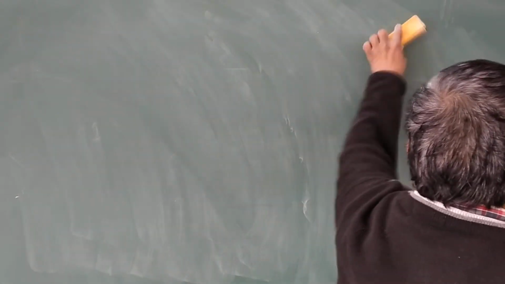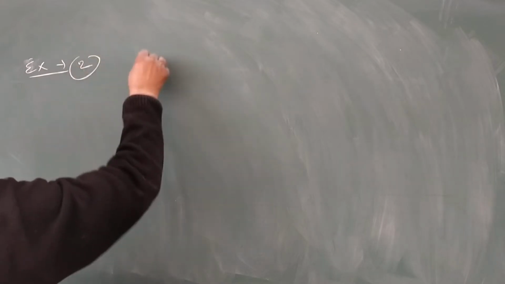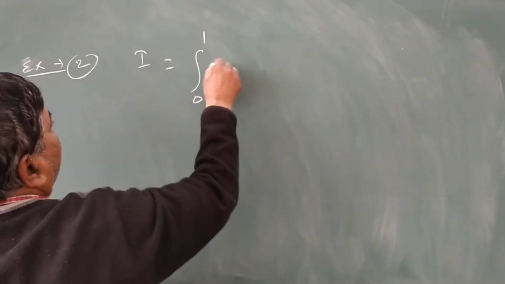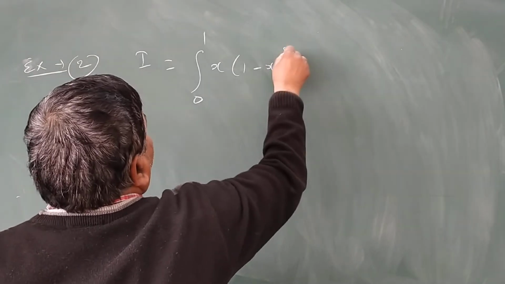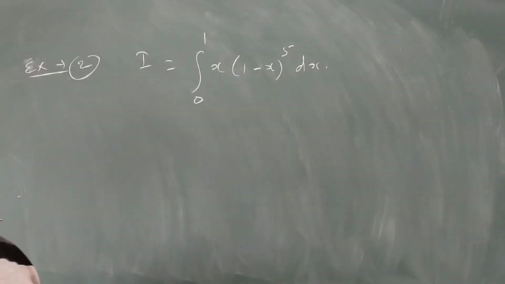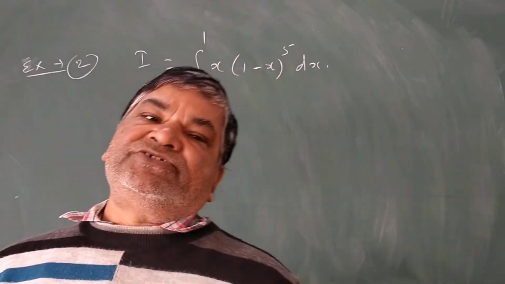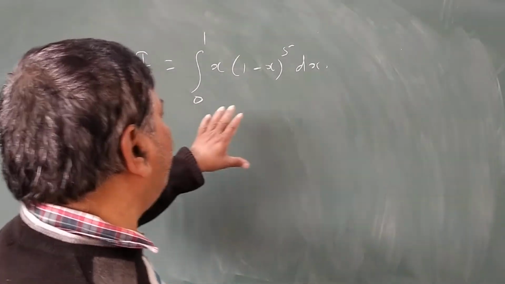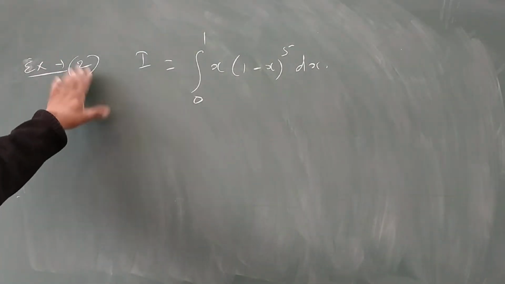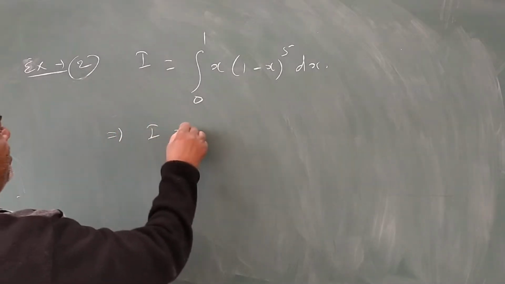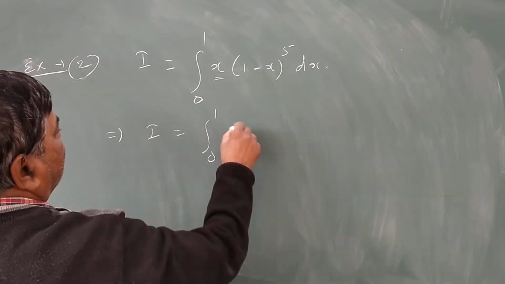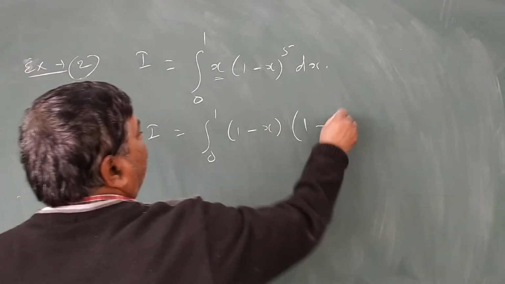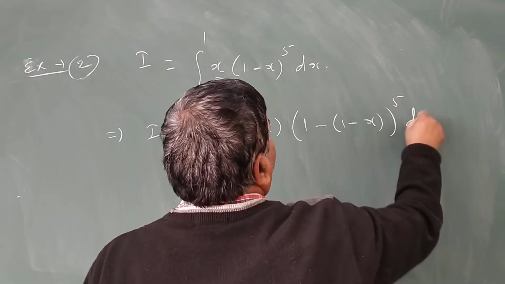Let us take example number 2. Integration of 0 to 1 of x into (1 minus x) to the power 5 dx. In this question also, we first use the property we used before in example question number 1. So, this can be written as I is equal to integral from 0 to 1, in the place of x, it is 1 minus x, into (1 minus (1 minus x)) to the power 5 dx.